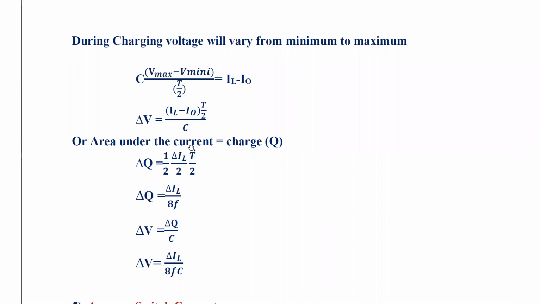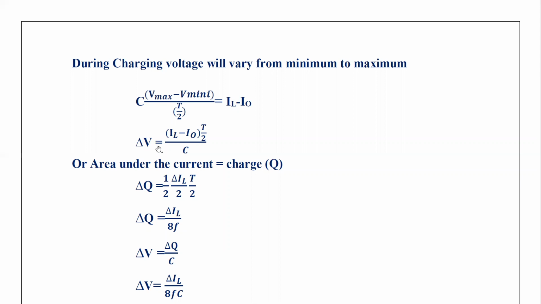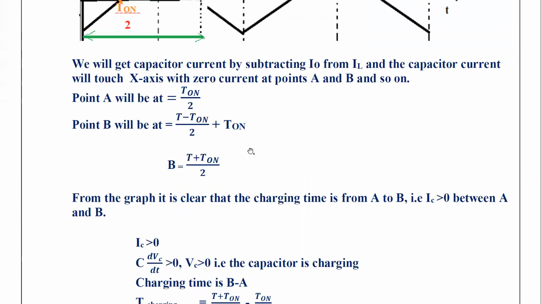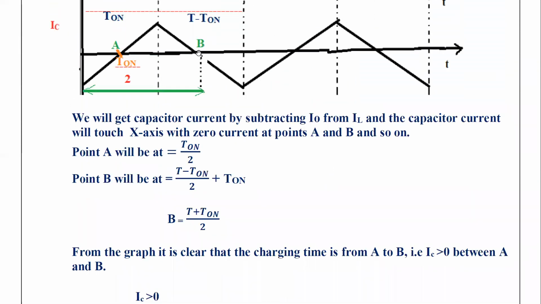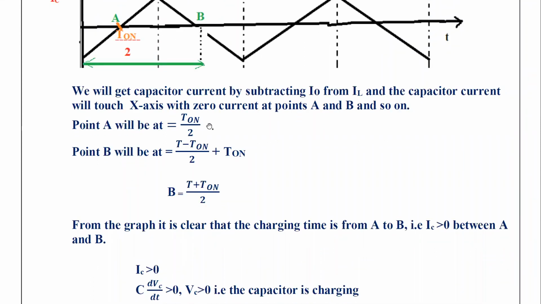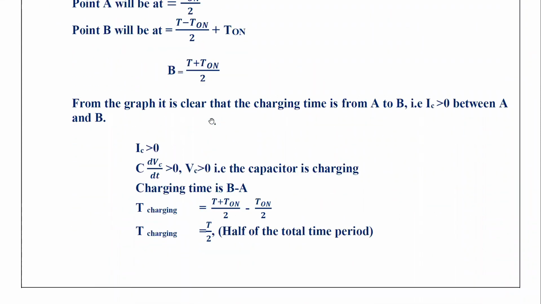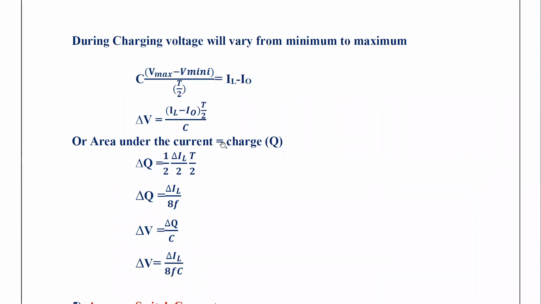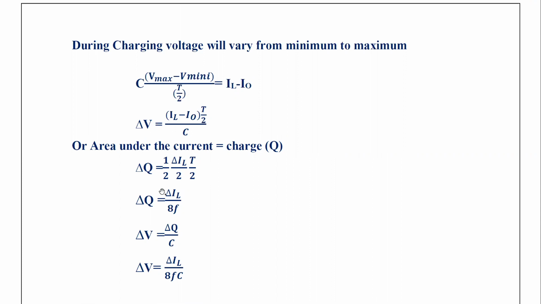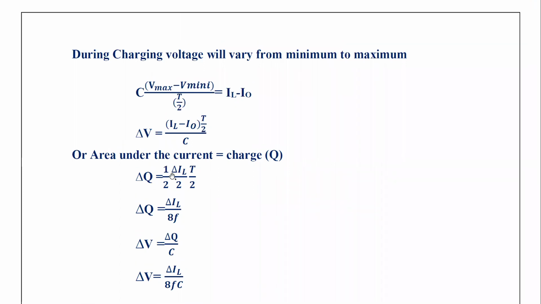Or the area under the current is equal to the charge of the capacitor. This is another method of calculating the voltage ripple in the circuit. The area under the current is nothing but the charge Q. Therefore, the area under the current is equal to charge Q, which can be written as 1 by 2 into delta IL by 2 into T by 2. Half into base into height. The area under the current is a triangular waveform.